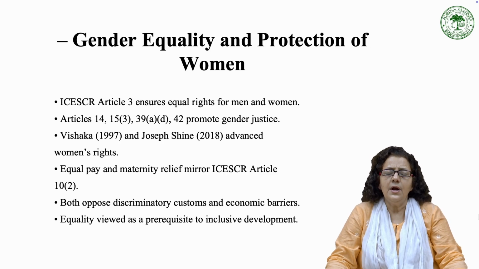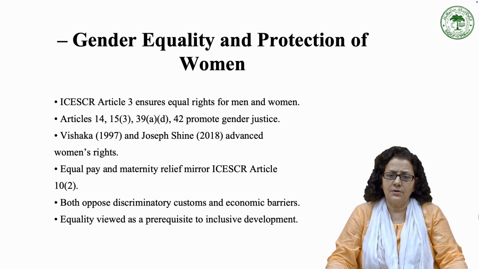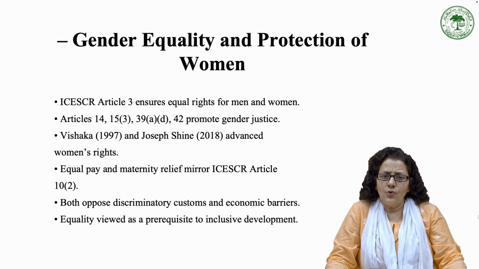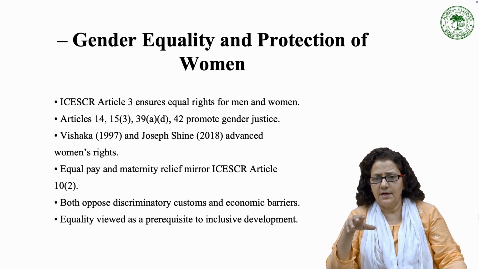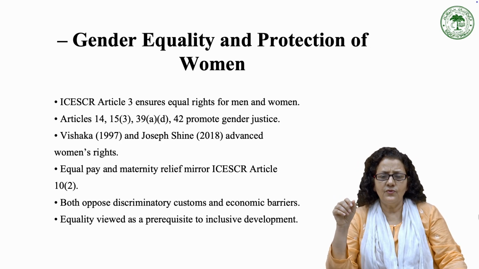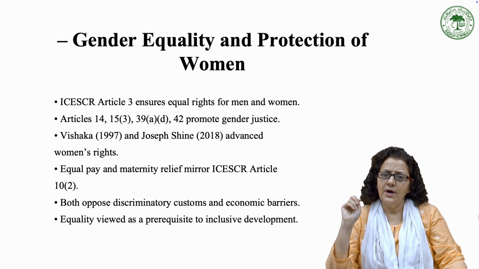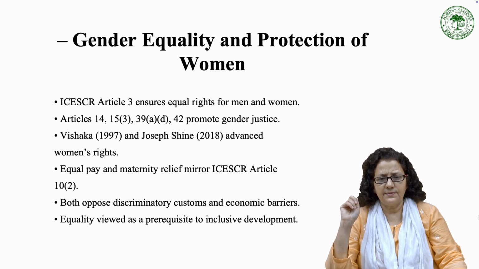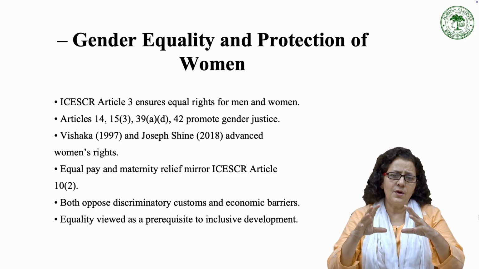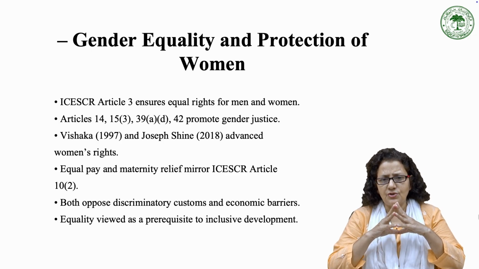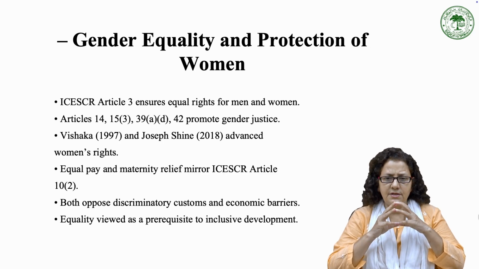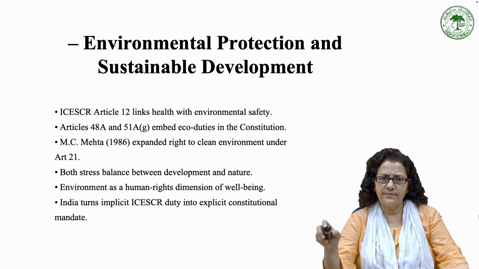Article 42 calls for maternity relief, directly mirroring the Covenant's Article 10, Clause 2. The Supreme Court's rulings in Vishakha versus State of Rajasthan 1997 and Joseph Shine versus Union of India 2018 expand gender justice as part of fundamental and directive principles. Both systems emphasize that gender equality is essential for full realization of social and economic rights. They call upon states to ensure that cultural practices or economic systems do not perpetuate discrimination.